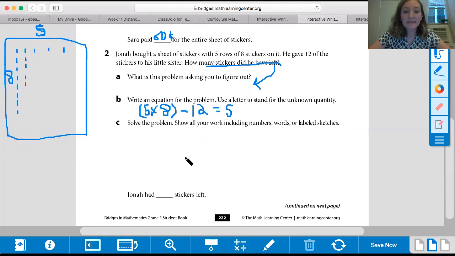So go ahead and pause the video, solve the problem, figure it out. What is 5 times 8? If you need to draw a picture here and draw out every single little sticker and then count, that's fine. Or maybe you could count by 5s on your hand, 5, 10, 15, 20, 25. Do that until you have 8 fingers, and that'll help you figure out what 5 times 8 is. Once you have that number, you're going to subtract 12, and that's your final answer. So pause the video, go ahead and figure that out.